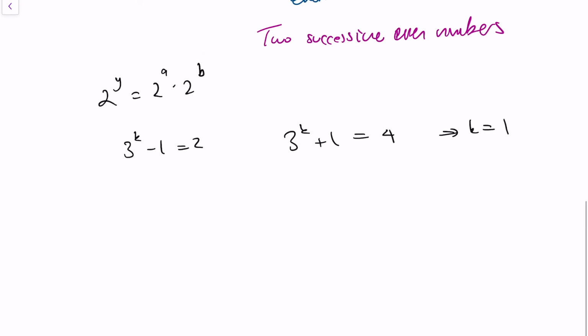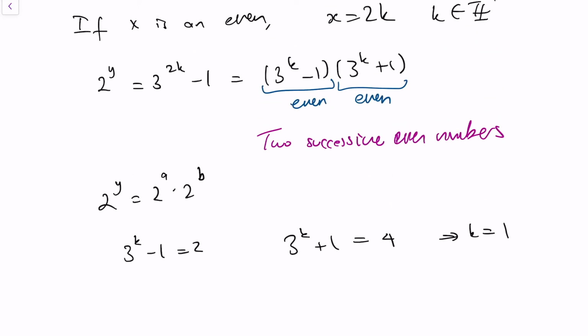Because for any other value of k, let's say k is equal to 2, we will have 8 here, which is 2 cubed. So that's a possibility. But what are we going to have here? We're going to have 10, which cannot be written as 2 to the power of something only.